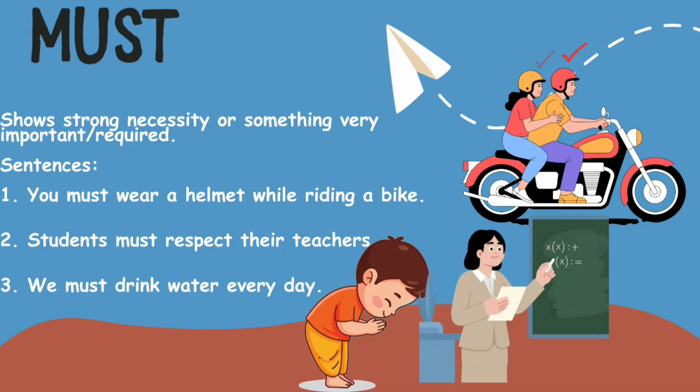So these are the things you are going to do. It is important for you. Wearing a helmet is a necessity. It is for your safety. Respecting your elders or teachers is also a necessity. This shows good manners, right? We must drink water every day to hydrate ourselves. So next time you use must, remember where I am using it.